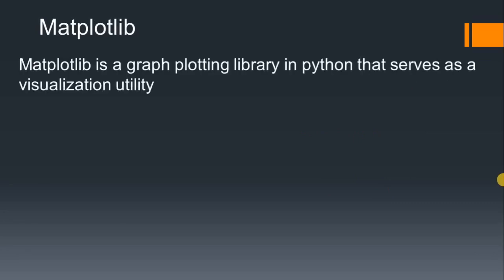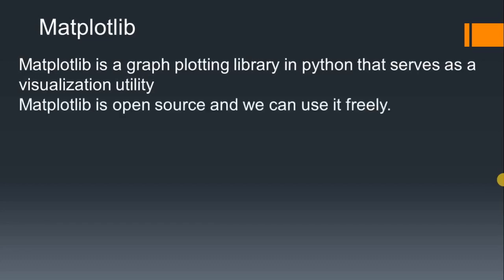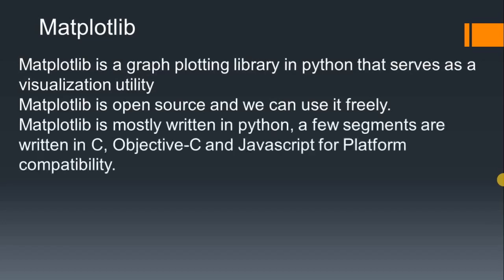Here we will see the meaning and use of Matplotlib. Matplotlib is a graph plotting library in Python that serves as a visualization utility. Means for doing visualization in the form of graphs, we will use Matplotlib. Matplotlib is open source and we can use it freely, means it is available free of cost. It is mostly written in Python, and a few segments are written in C and JavaScript for platform compatibility, means we can run it on any platform.